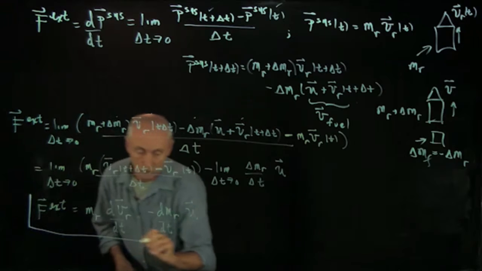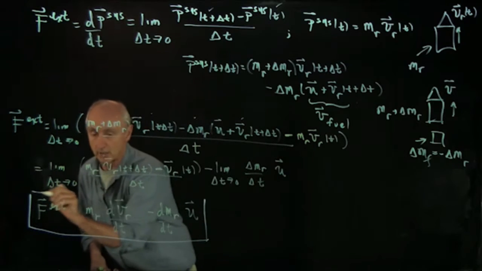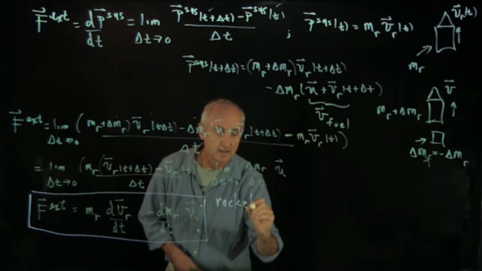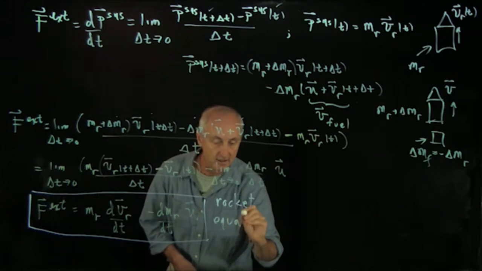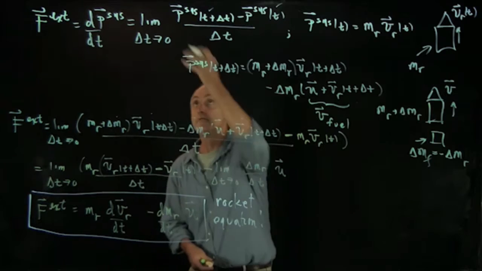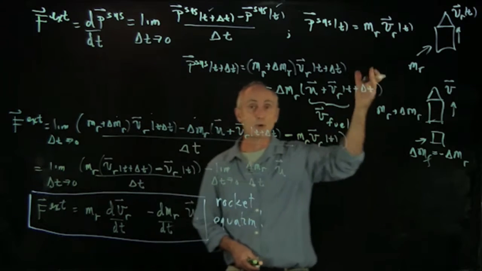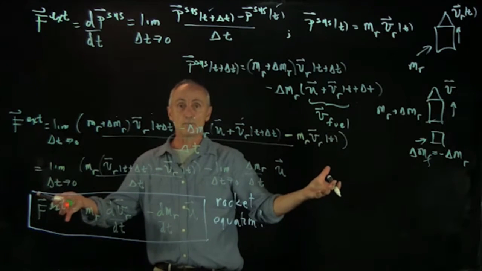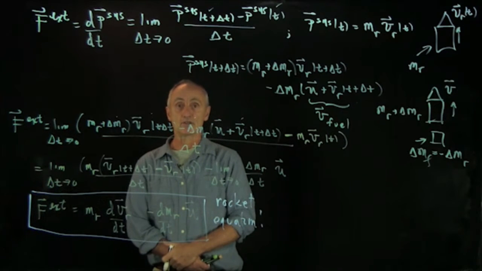This equation here, I'll box it off, is called the rocket equation, which we've derived from the momentum principle using our momentum diagrams. And you can see that this is what people refer to as rocket science.